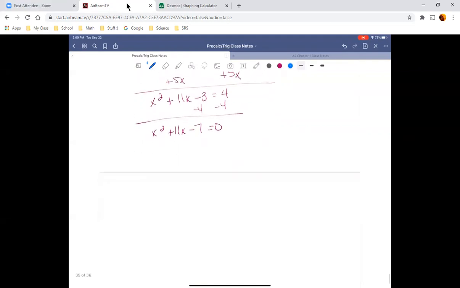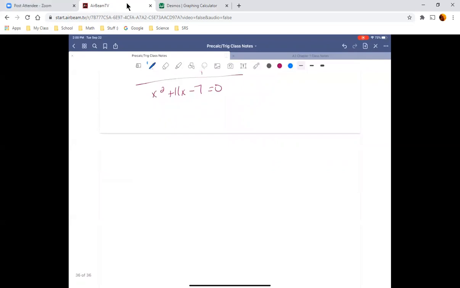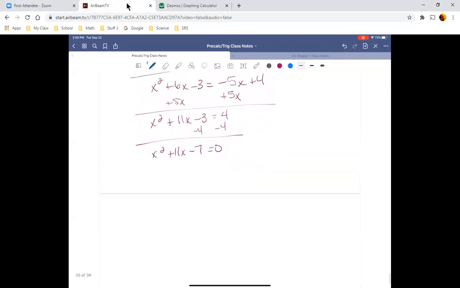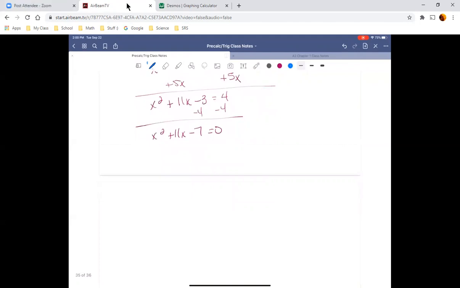Is that a 1 in front of the parentheses? Or is that also 11x? Oh, 11x. Yep, sorry.